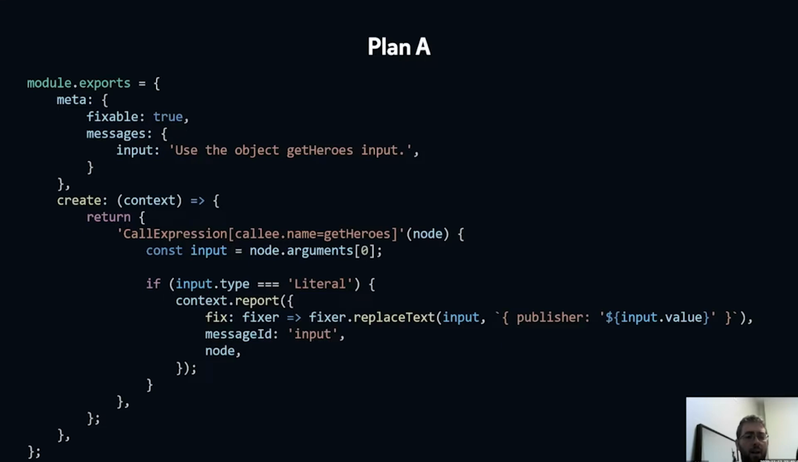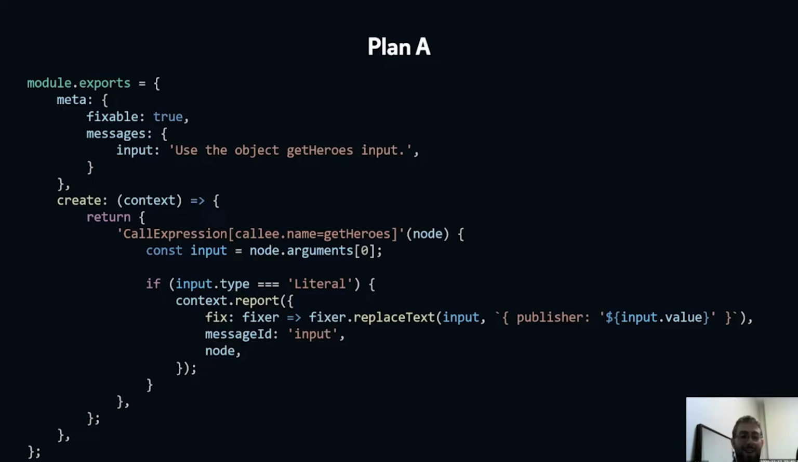The create context method has a single query that's returned in the object. It's saying all call expressions where the callee name is getHeroes. So all call expressions calling a function called getHeroes. If they have a first argument of type literal, then we report an error. So if the first argument is, say, a string literal rather than an object, we report. That report comes with a fixer that replaces the text with publisher: and then the original value.